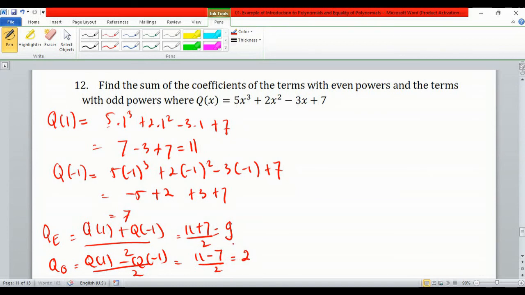Or if you see from here, it is obvious that the even part is 2 plus 7, which is equal to 9, and then 5 minus 3 is 2. So this is the better way to find the even powers and the odd powers.